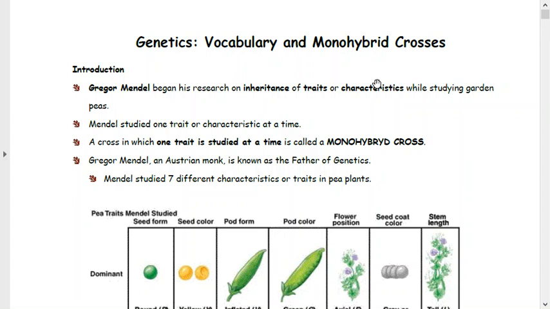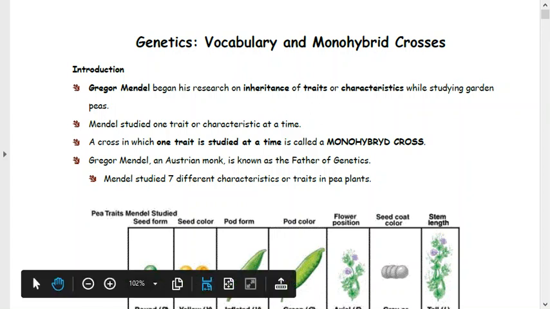This is an introduction to your genetics notes, and what we're going to do is go through pages 1 through 3 of the practice packet, which is also going to double as your notes. Then we'll do page 7 and then page 13. So we're here on page 1, and this is just going to introduce some of the basic terms.